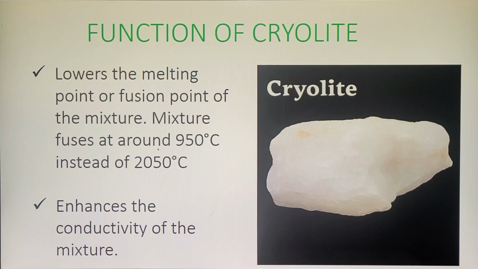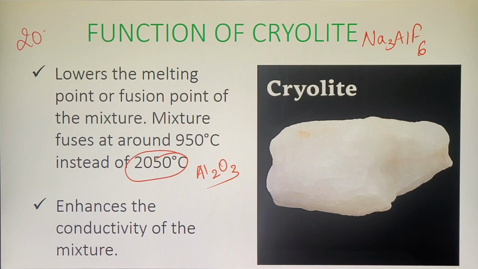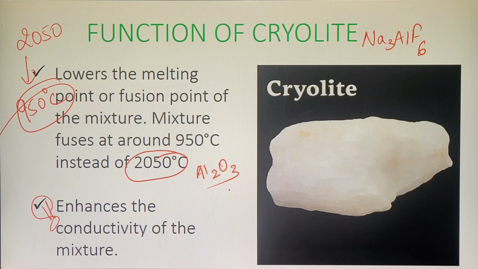As I had told you, what was the first problem with fused alumina? Fused alumina had a very, very high melting point of 2050 degrees Celsius. Okay. The moment we put in cryolite, that is Na3AlF6, it brings the melting point, the fusion point, down right from 2050 to 950 degrees Celsius. So this much less energy, less fuel, I have to provide to the electrolytic mixture. Okay. Second problem also, it is able to counteract to a certain extent.